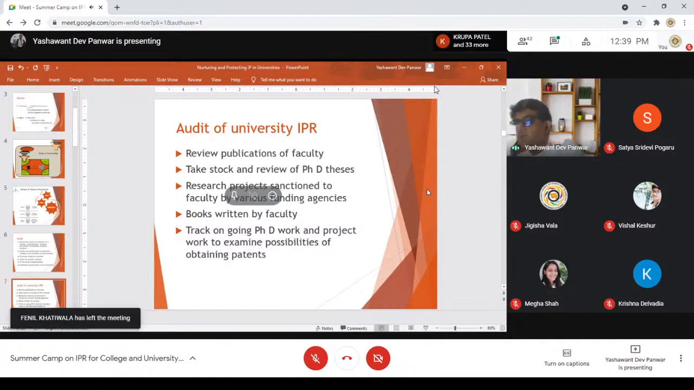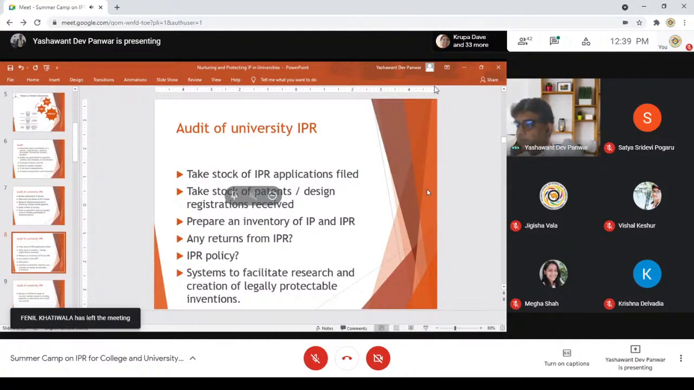So who will do all these things? There has to be, I think, an IPR cell to nurture IP in the institutions. That should also take stock of IPR applications filed by different faculty members, design registrations, and filing of other intellectual property rights. They should prepare an inventory of IP and IPR, and of what kind of returns have accrued to the institute from different forms of IPR and protection of IPR. And there has to be a policy update with regard to intellectual property rights. That should be a periodic activity.